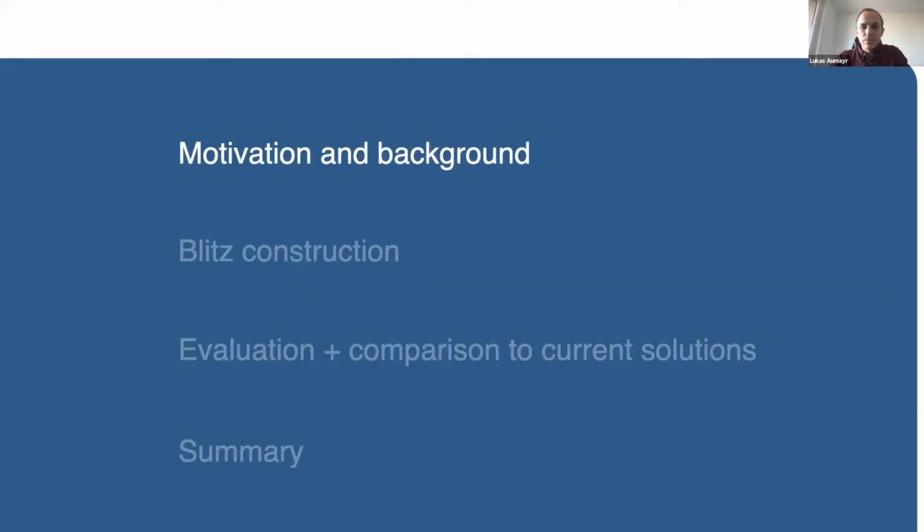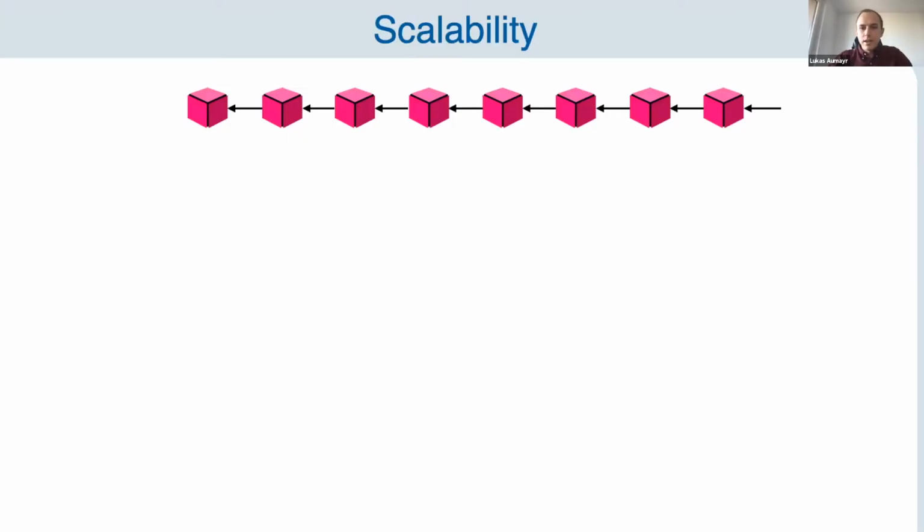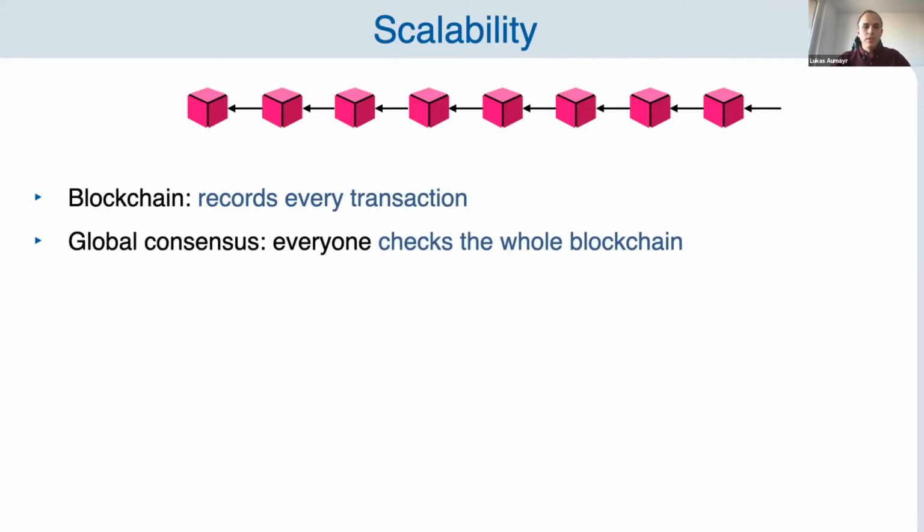Let me begin by giving some motivation and background. So why do we actually care about this? As most of you might know, Bitcoin and other cryptocurrencies have an inherent scalability issue. So we have the blockchain, which is a global distributed data structure that records every transaction that is done in the network. And on top of this, we have a global consensus through which everyone checks the whole blockchain in order to verify transactions. And this, among some other things, highly limits the transaction rate of cryptocurrencies.